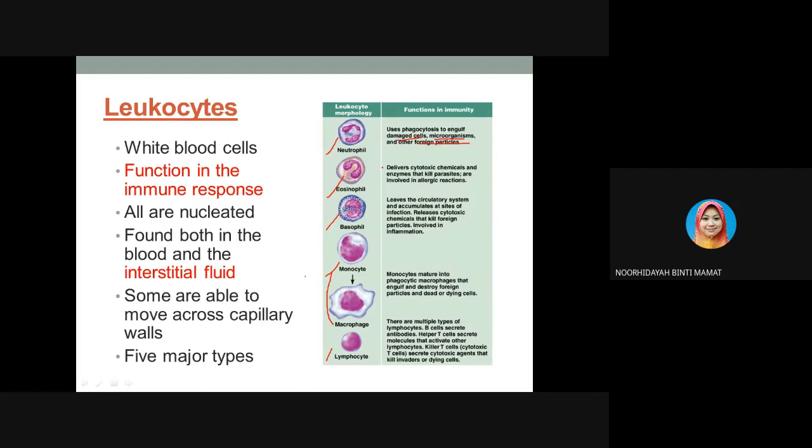And for the eosinophils, the function is to deliver cytotoxic chemicals and enzymes that kill parasites. These eosinophils are also involved in allergic reactions. Okay, the third type of leukocytes is basophils. Their function in immunity is that they leave the circulatory system and accumulate at sites of infection. They release cytotoxic chemicals that kill the foreign particles, and these basophils are involved in inflammation.